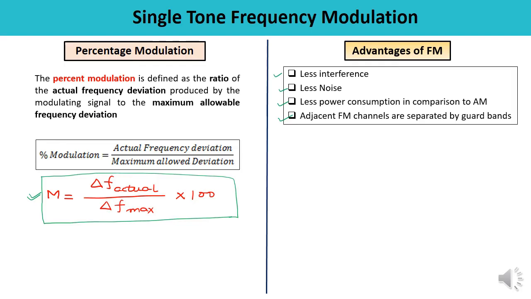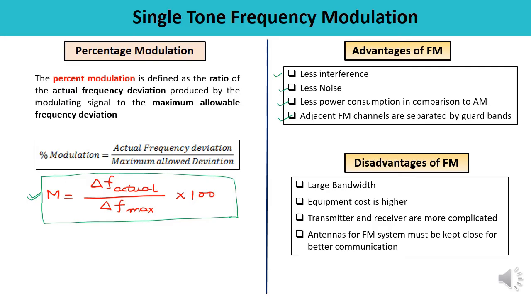But at the same time, there are certain disadvantages also. Disadvantages are that bandwidth is large, equipment cost is high, transmitter and receivers are relatively complicated, so designing is complex, and when we are talking about the antennas used for FM, they must be kept very close if we need better communication. So these are the disadvantages of the FM.